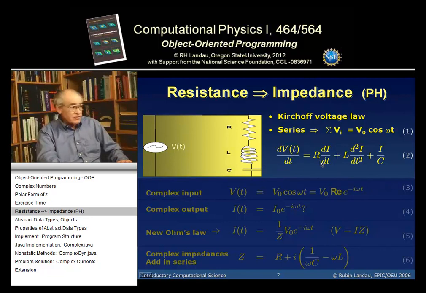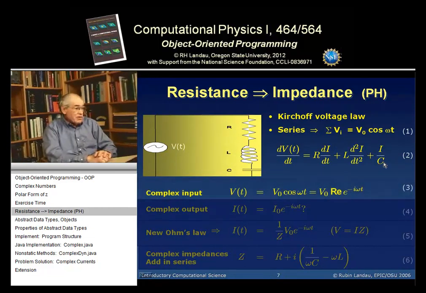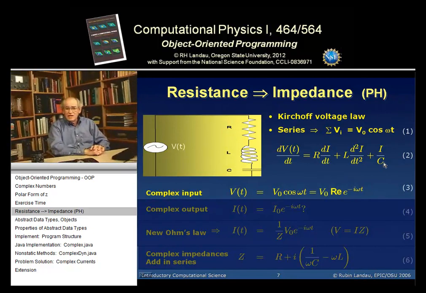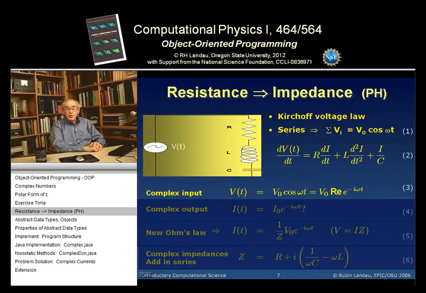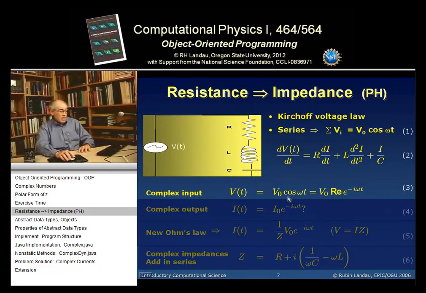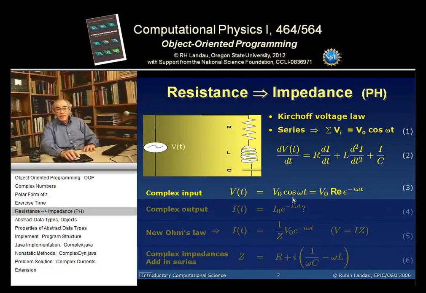The voltage is known as a function of time. The current we have to solve for, so we have a second order differential equation. It's linear, in the first power of I, and those are easy to solve. But now let's see if we can figure out a nice quick way to solve it. We know the input voltage in equation 3 is just V0 cosine omega t.